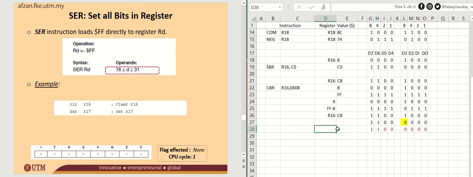This is our current value of R16. What is the value here? It is C0. Let's look at this example, SER R16. You want to set all bits in the register, so automatically your R16 now becomes 1111 1111. After you execute this instruction, you have the value FF put into RD, so R16 becomes FF.